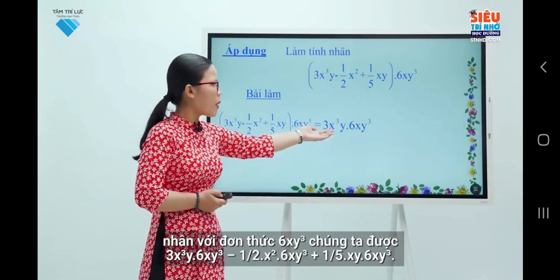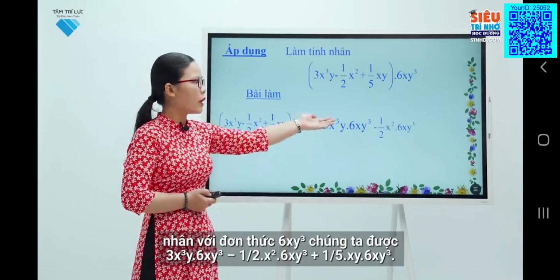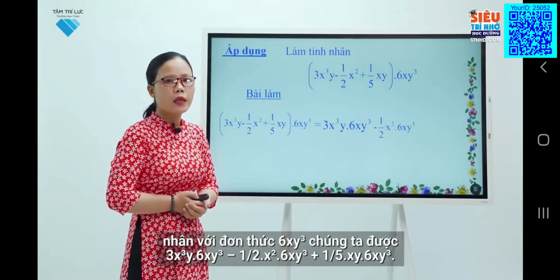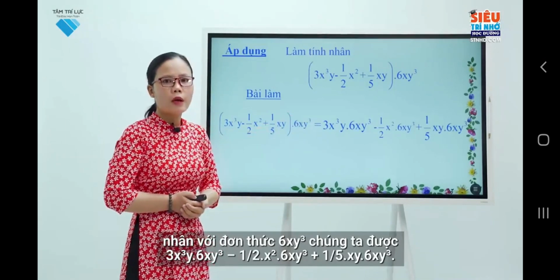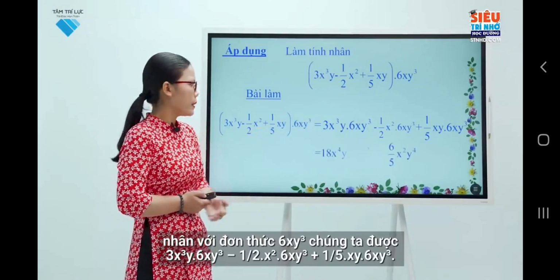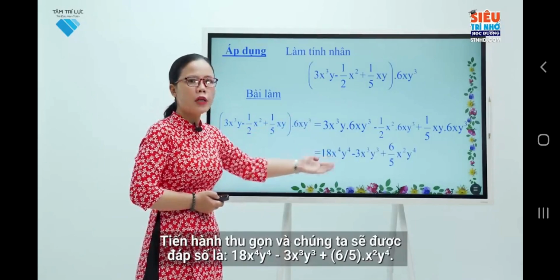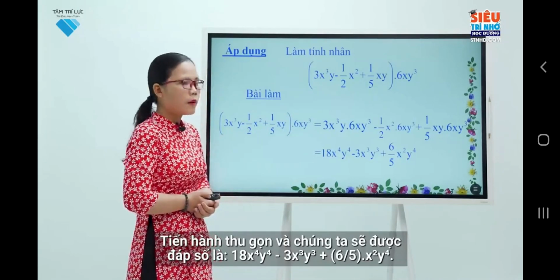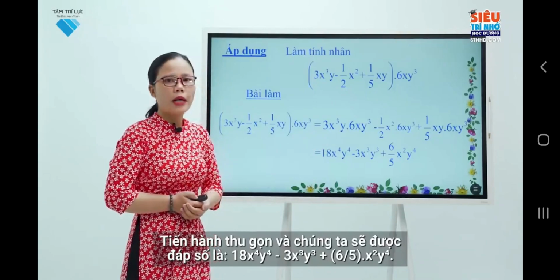We have 3x to the third y times 6xy to the third, minus 1/2 times x squared times 6xy to the third, plus 1/5 times xy times 6xy to the third. Proceed to simplify and we get the answer: 18x to the fourth y to the fourth minus 3x to the third y to the third plus 6/5 times x squared y to the fourth.